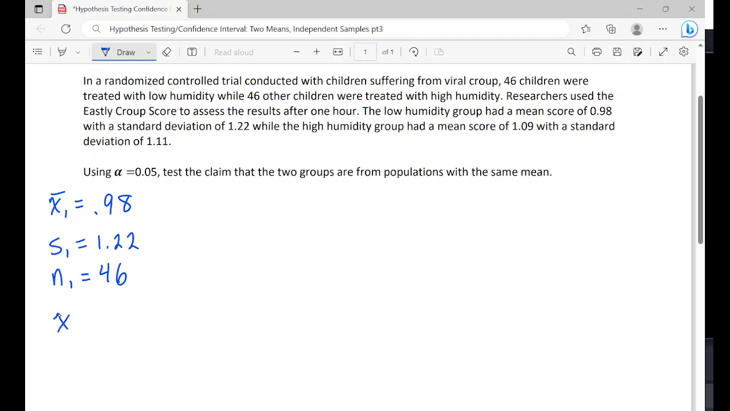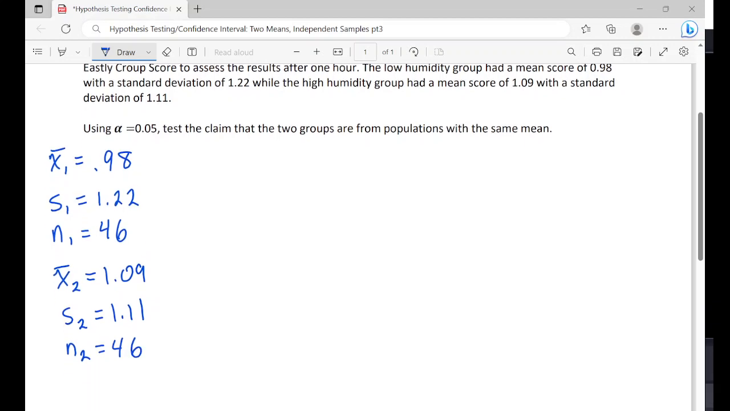Now we also have the sample mean from the second group being 1.09, a standard deviation from the second group also being 1.11, and the total number of people in the second group being 46 as well. We also have our alpha, our significance level, being 0.05. So now that we have all that information off to the side, we can write out our hypothesis test. The claim is that the two groups are from populations with the same mean.